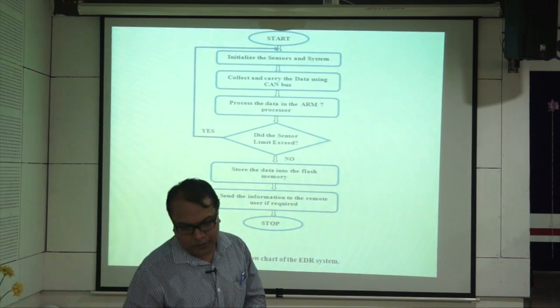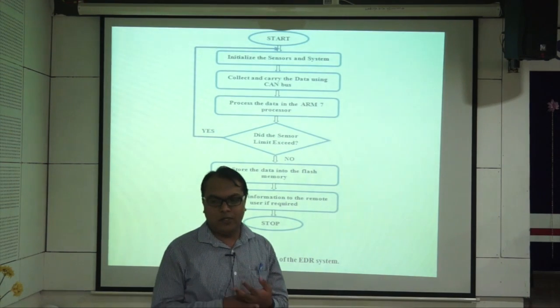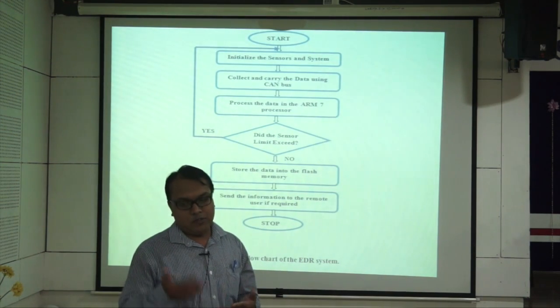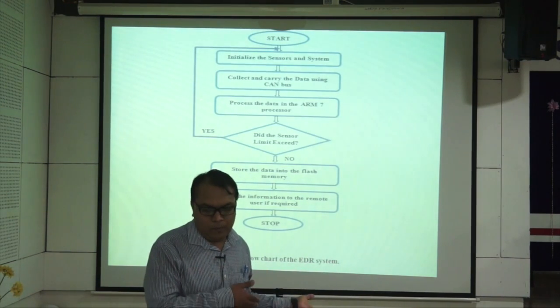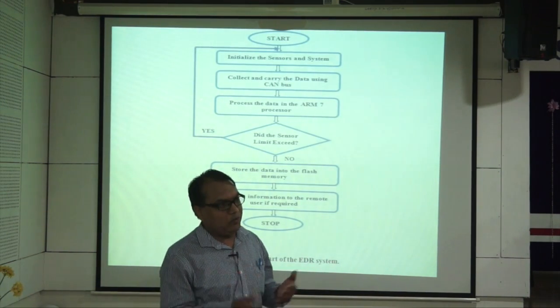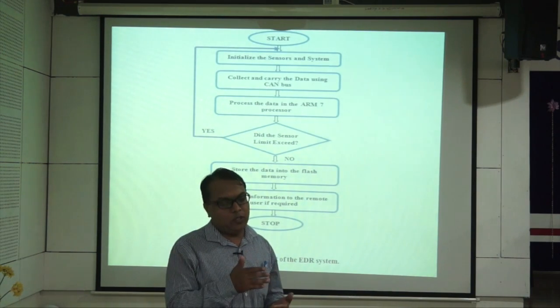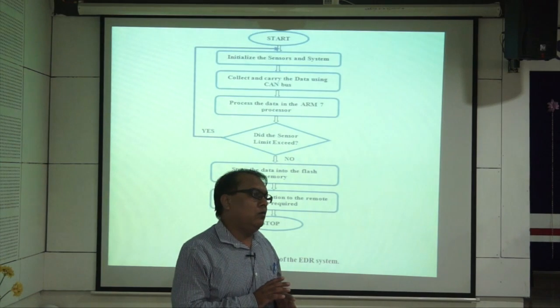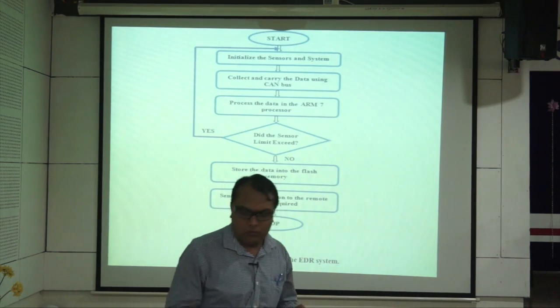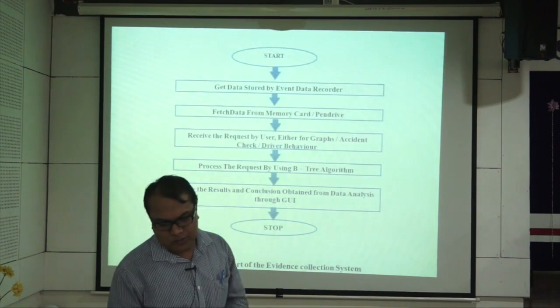This is the flowchart of the event data recorder system. Start, initialize the sensor, collect the data through the CAN. If the sensor exceeds the threshold, then store the data. Otherwise, information is recorded, and it goes back to initializing the sensor again, if any of the sensors does not cross the threshold level.